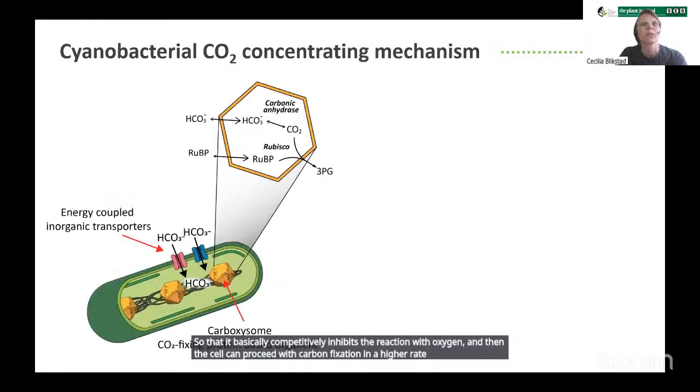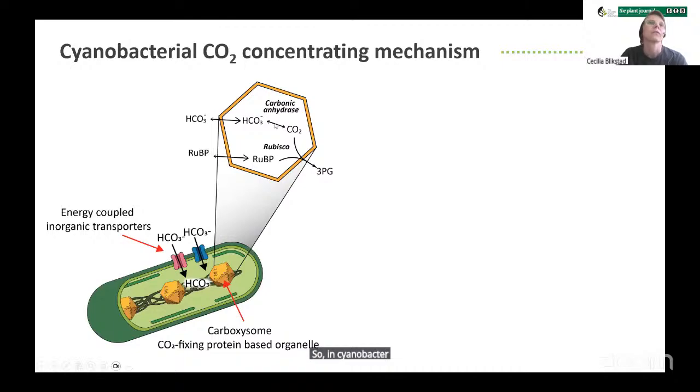So in cyanobacteria, this CO2 concentrating mechanism consists of, do you see my arrow or my pointer? Maybe not. I don't know how I get this up. Okay, you will have to bear with me, even if I can't point. Oh yeah, we can now see that white arrow. Do you see my white arrow? Okay, perfect, thanks.